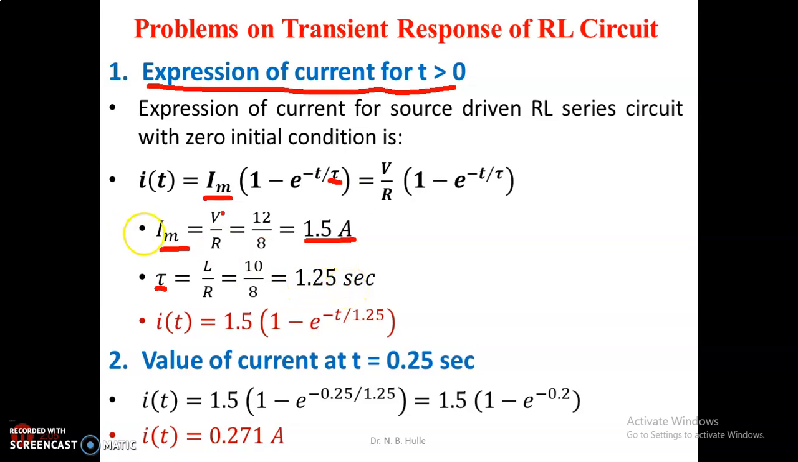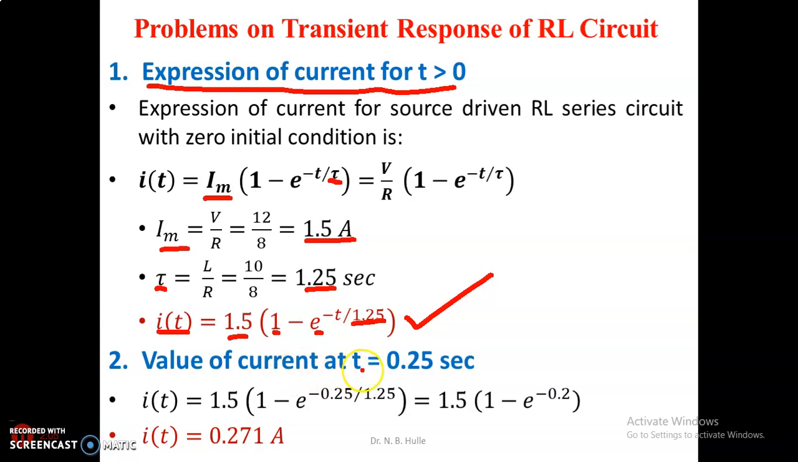Now if we put these values in the standard expression, then I of t is Im, which is 1.5, into 1 minus e raised to power of minus t by tau, and tau is 1.25. That's why this is the expression for current for t greater than 0. That is nothing but the transient response of the RL series circuit.